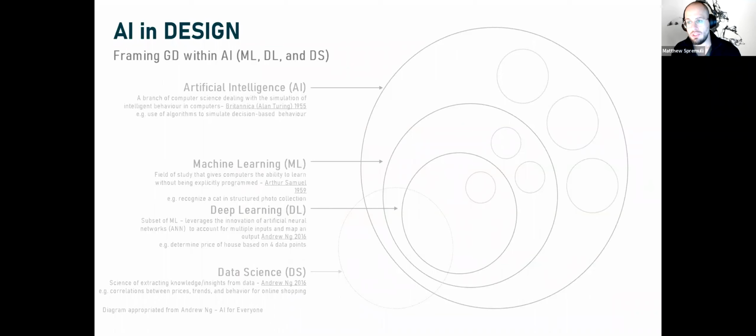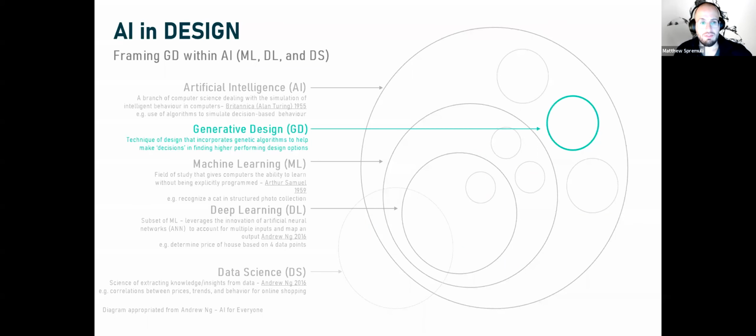So what I like to do is generally frame generative design as a meta level of design using artificial intelligence. And I like this diagram that basically shows the different layers of AI in design. And to basically find that generative design is somewhere in this level. So it is basically the use of genetic algorithms to help make decisions in finding higher performance design options.